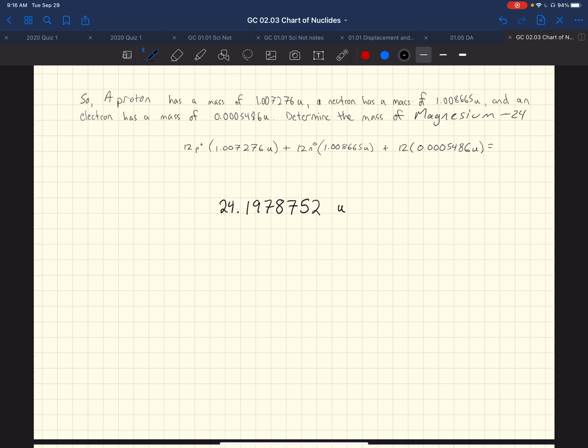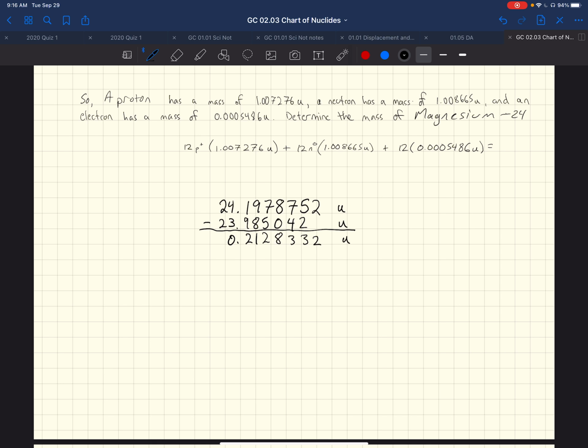Great. The problem is, if I look up the mass of magnesium-24, what I get is 23.985042 U. Well, that's weird. So if I subtract those, what I get is this, 0.2128332 U.